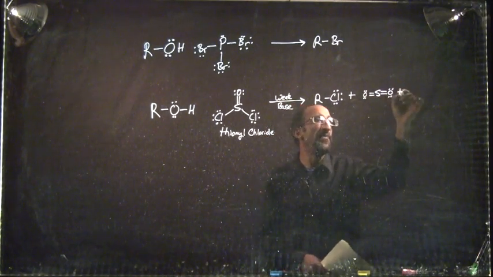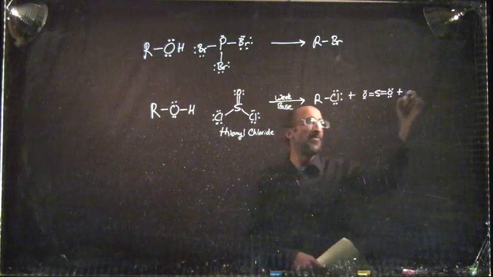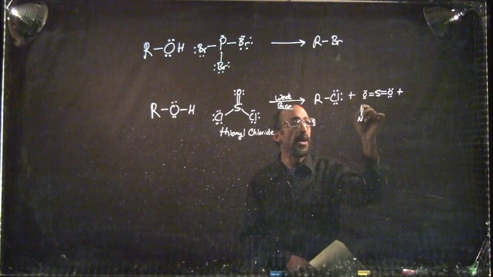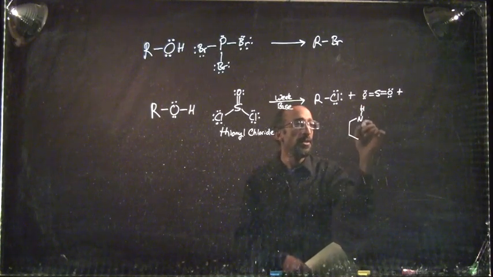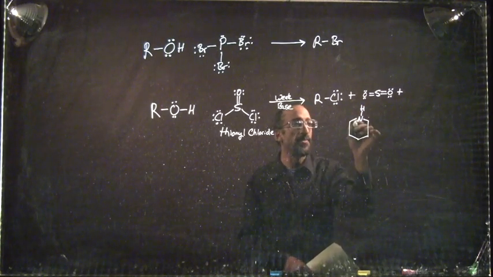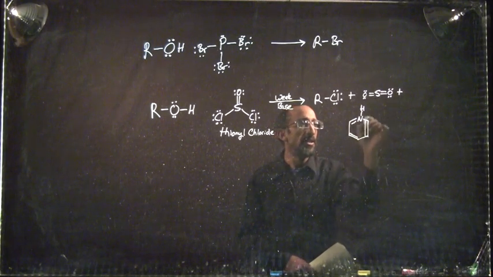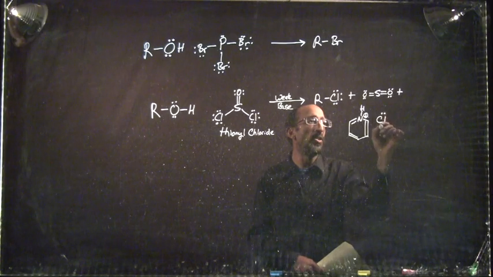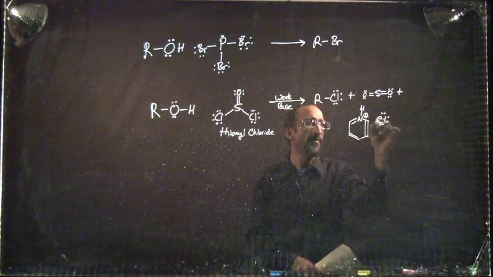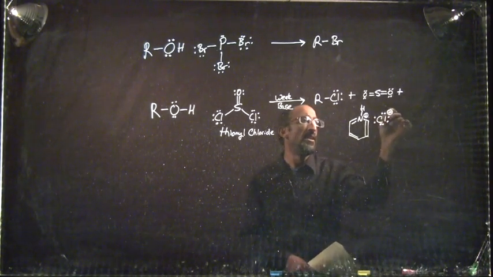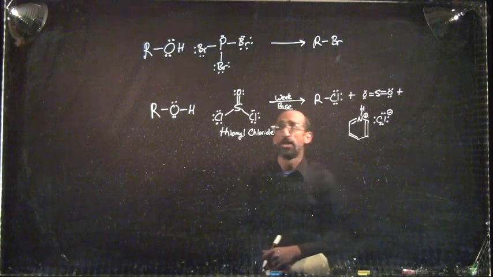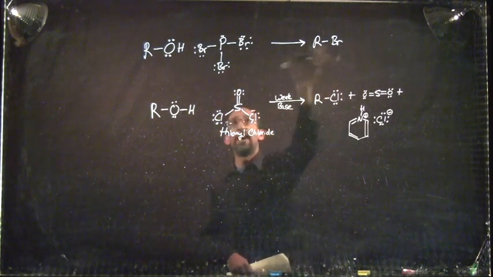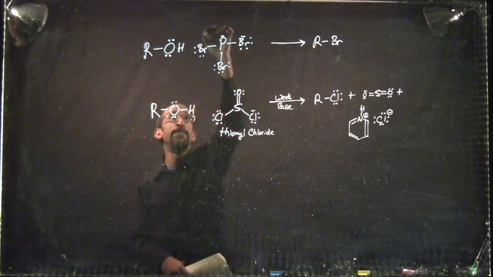And then finally, let's say I use pyridine for my weak base. The last byproduct of this reaction is going to be that protonated weak base with the chloride ion as its counter ion to balance charge. So now we see we can also generate alkyl bromides by using phosphorus tribromide.